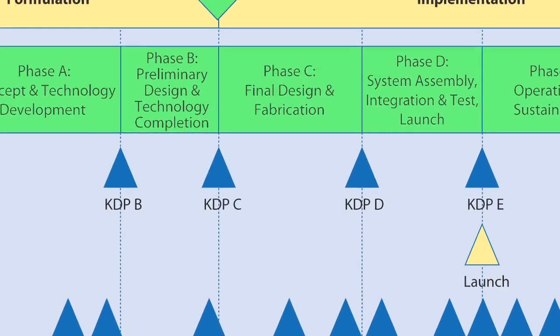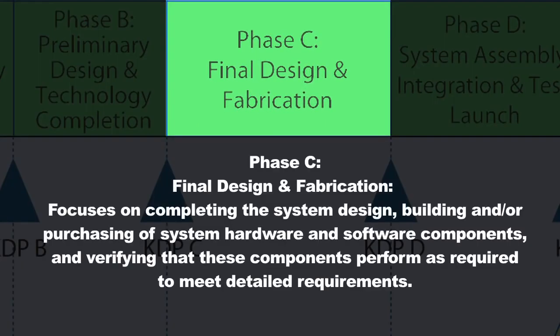As you enter implementation, there are two primary tasks to be performed. One is to complete the system design. One example for additional design considerations for a flight system is the launch vehicle interface. So again, you went through a preliminary design review in Phase B, but now you have to complete your design.